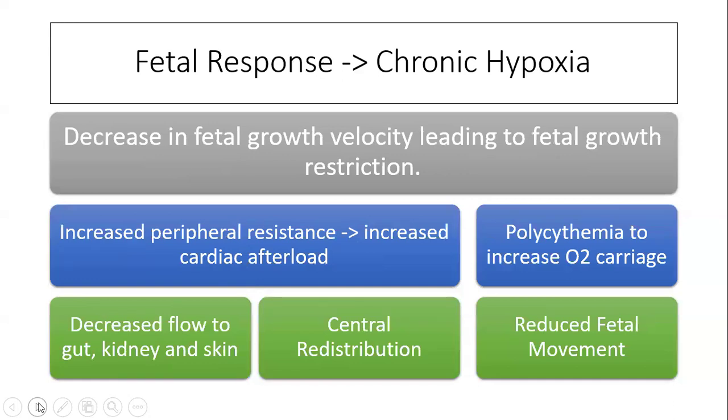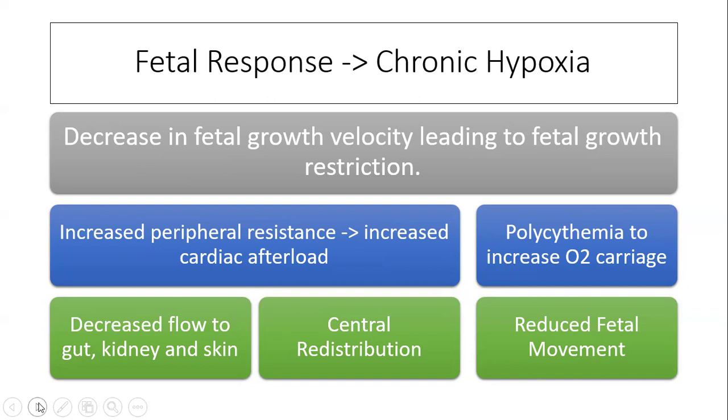When the insult continues for a long time, then you have glucose restriction, essentially the baby slowing down its growth to conserve energy, slowing down its movement to conserve energy, and cutting down blood supply from non-essential organs. As far as the baby is concerned, kidney, gut, and skin are non-essential. The brain, adrenals, and the heart are essential organs. So what the baby does is shunt blood away.